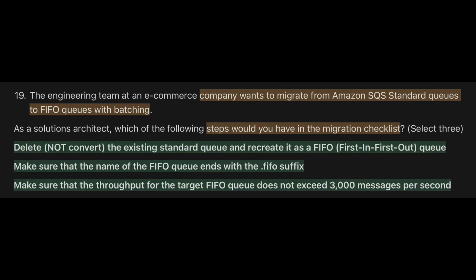But then if a company wants to migrate from Amazon SQS standard queues to FIFO queues with batching, they'd have to follow the following steps in the migration checklist. Well, first they need to delete, not convert, but delete the existing standard queue and recreate it as a FIFO queue. They should make sure that the name of the FIFO queue ends with the .fifo suffix. They should also make sure that the throughput for the target FIFO queue doesn't exceed 3,000 messages per second.